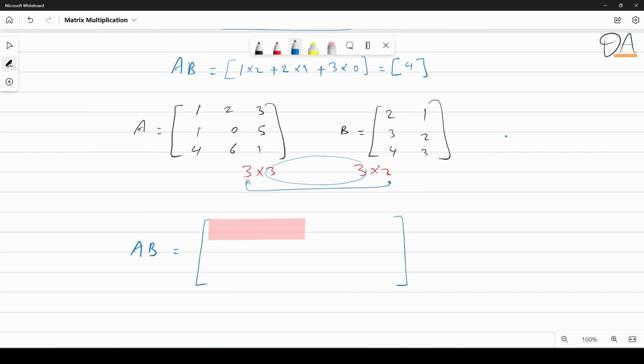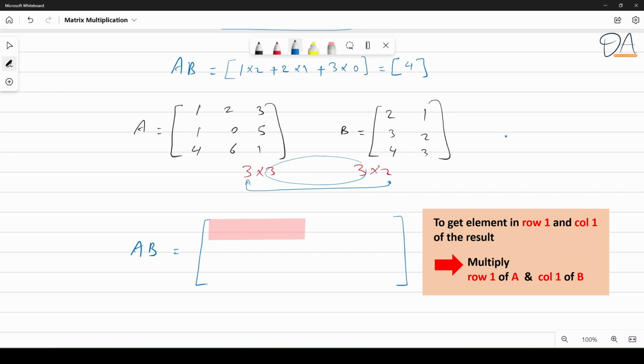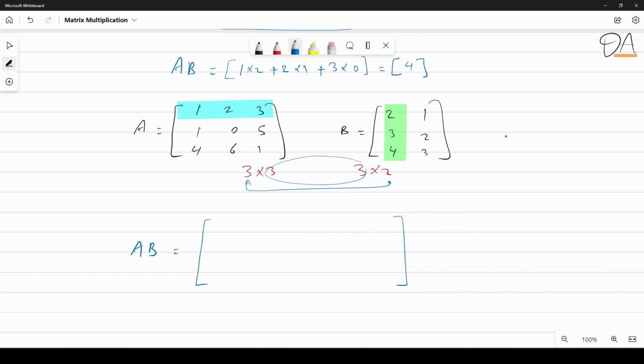Let's take the element in the first row and the first column of the product. To get it, we need to multiply the first row with the first column. So first row with the first column, we multiply element by element and we add. So first element times first element, 1 times 2, plus second element times the second element, plus third element times the third element. So this gives the element in the first row and the first column.